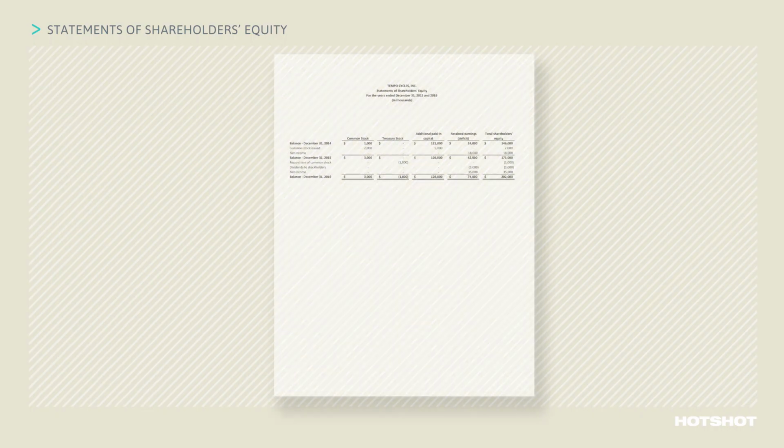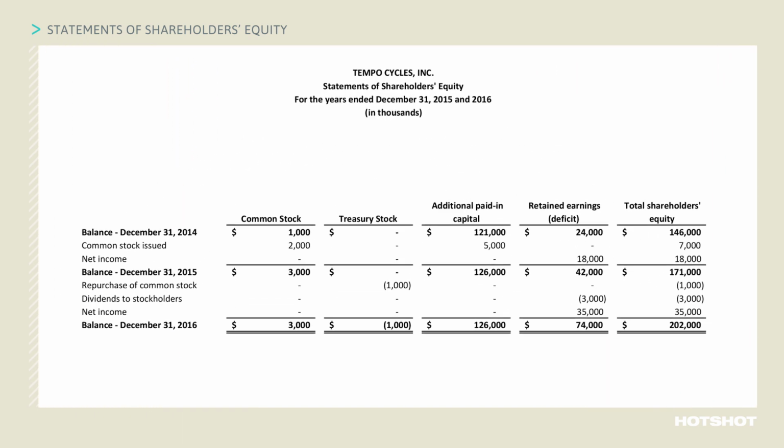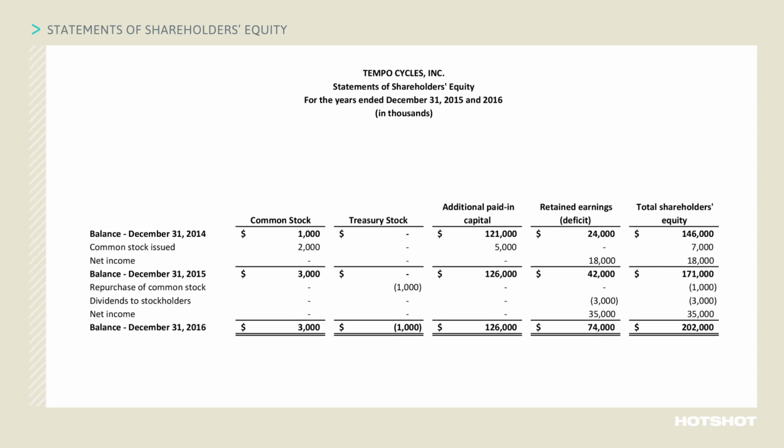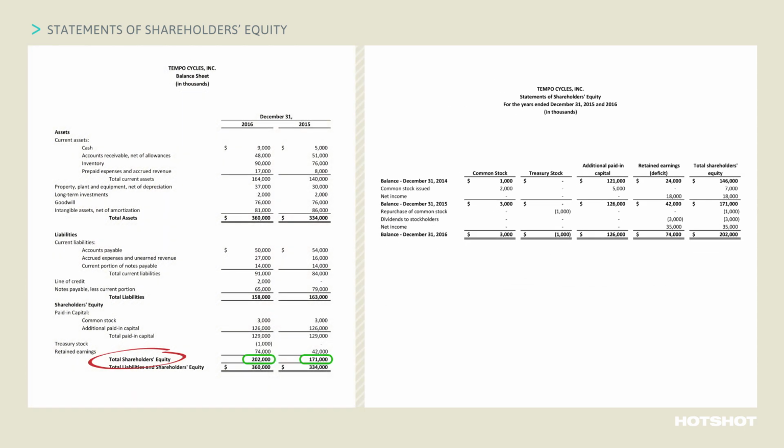The Statement of Shareholders' Equity, also called the Statement of Stockholders' Equity or Statement of Owners' Equity, shows the impact that a company's operating and financing activities have on shareholders' equity. Total shareholders' equity is shown on the balance sheet, and the Statement of Shareholders' Equity shows what caused the changes on the balance sheet from one period to the next.